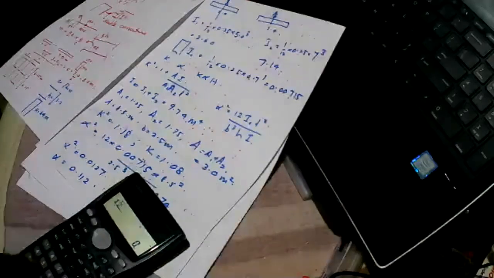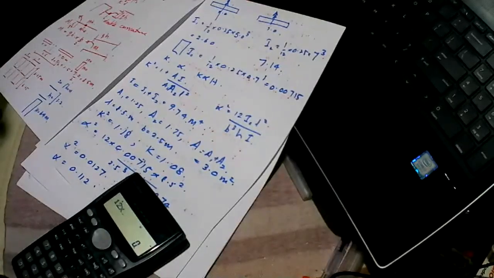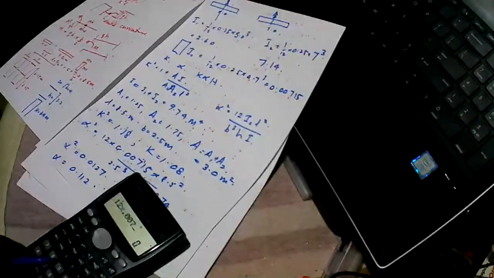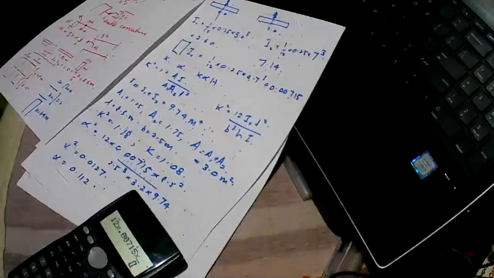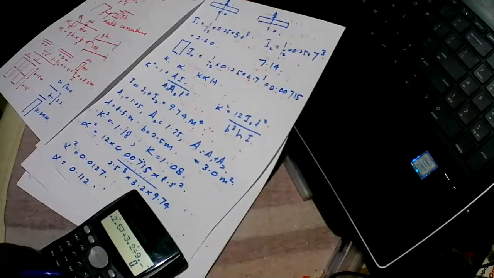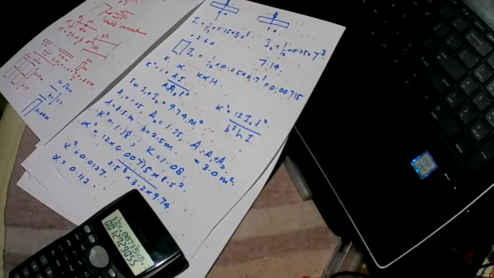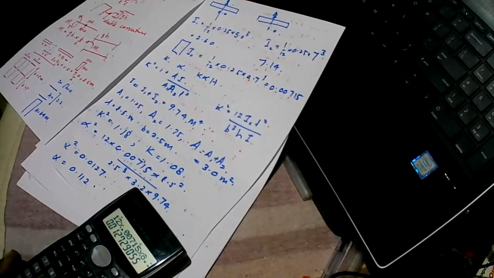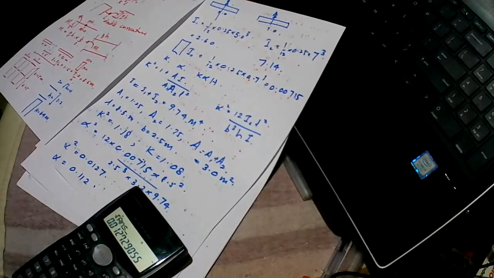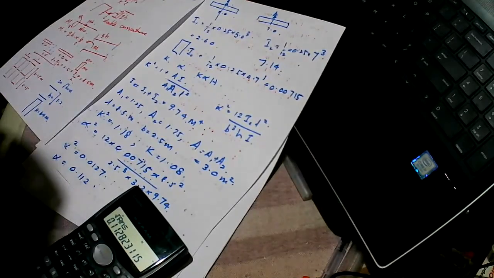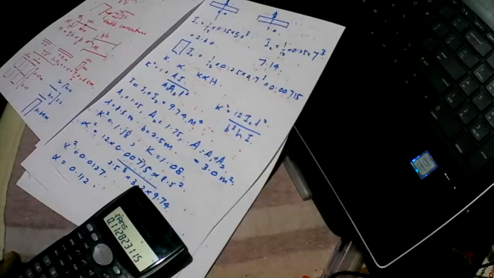Twelve into 0.00715 multiplied by 8.5 squared divided by 2.5 cubed divided by 3.2 divided by 9.74. Then 0.0127, square root of that, gives 0.112. Is it correct? Yes, sir. It's correct.